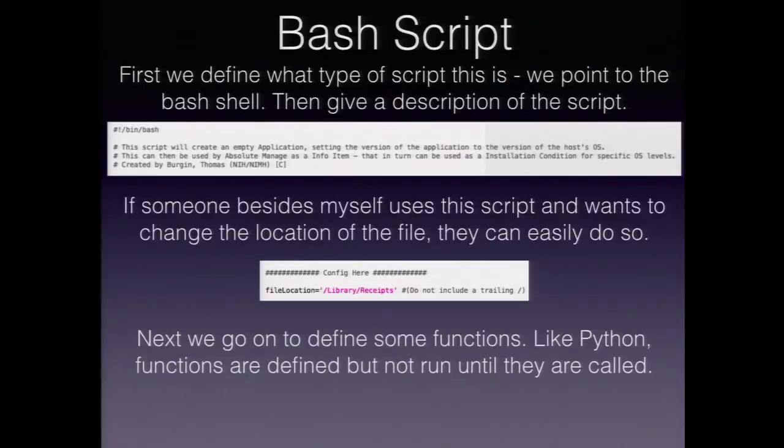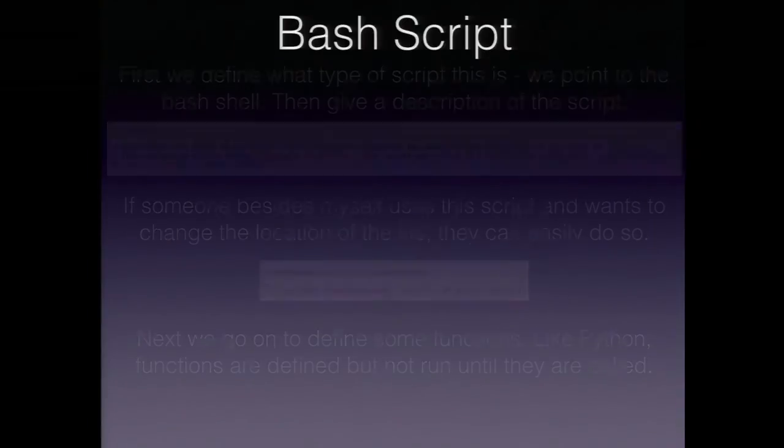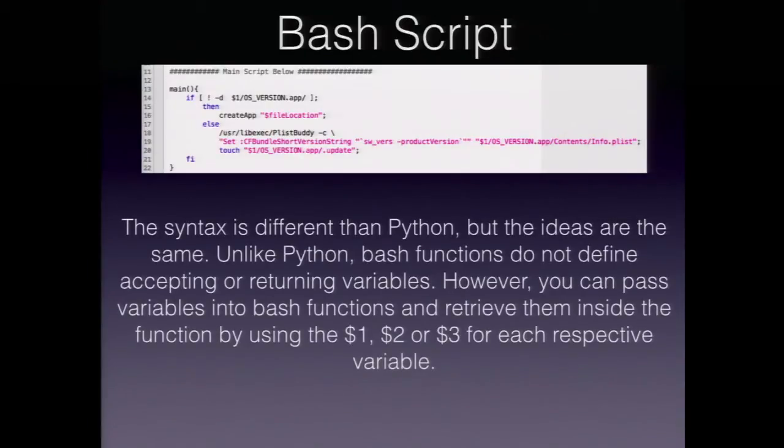Now, we're going to define some functions. Like in Python, functions are defined, but they're not run until they're called. So when we define this main function, all that bash is doing is reading it in and then waiting for you to do something with main. You will get errors running a script if there's something wrong inside main, but it's not actually going to do anything until you call it later.